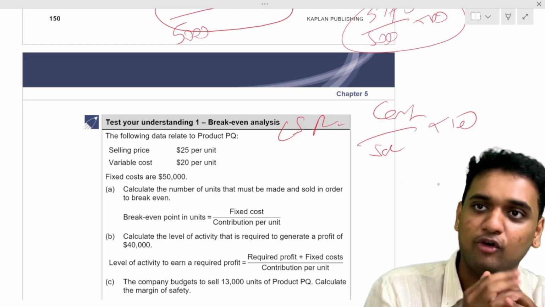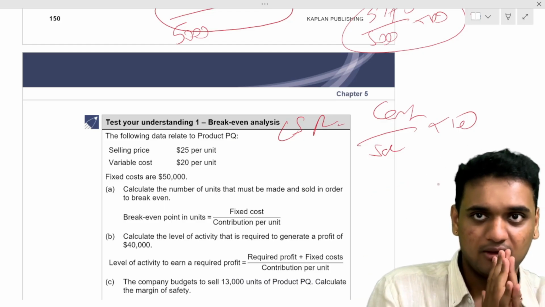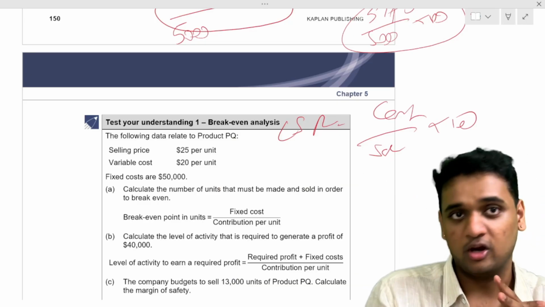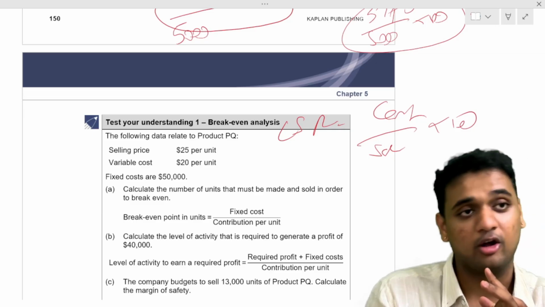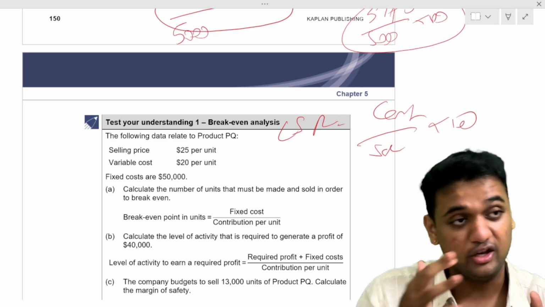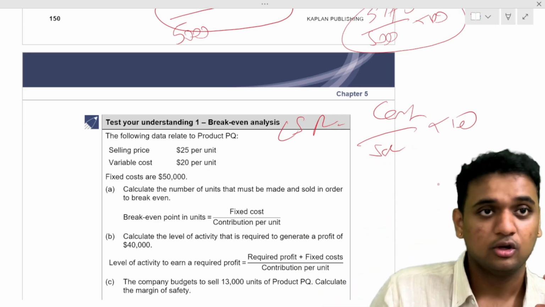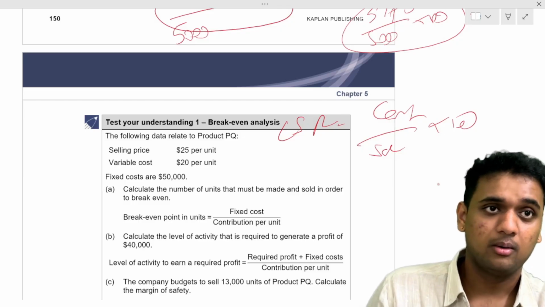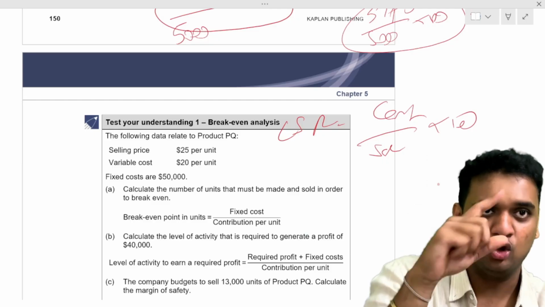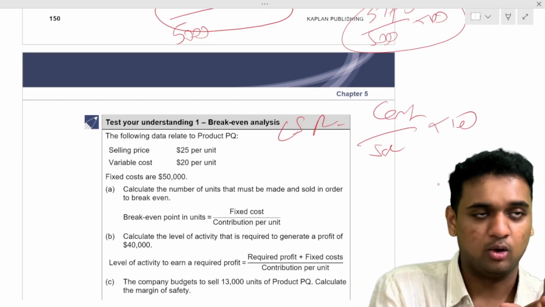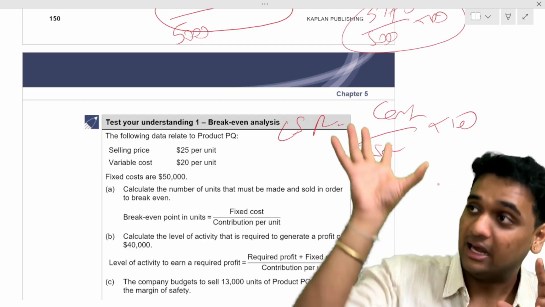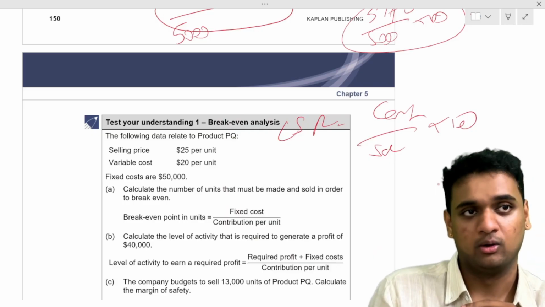What is the break-even point formula? Fixed cost divided by contribution per unit. If you do this, you will get units. To get the amount, we have to multiply the break-even point units into the selling price per unit to find the break-even point in sales amount. Now we are going to find that amount directly. I will tell you how.